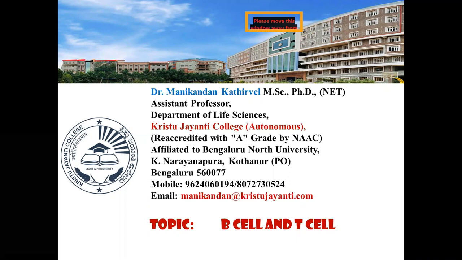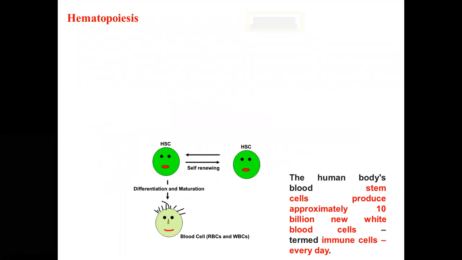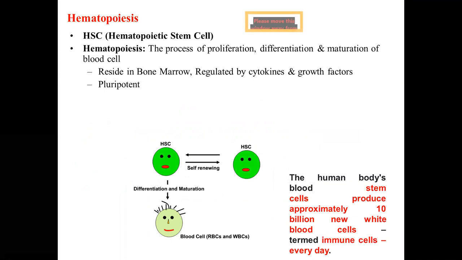So the topic of today's discussion is B cell and the T cell. So where do this B cell and T cell originate from? They originate from the hematopoietic stem cells. The stem cells are the mother cells from which every type of cell arises. So the process of the proliferation, differentiation and maturation of any kind of blood cell is called hematopoiesis.